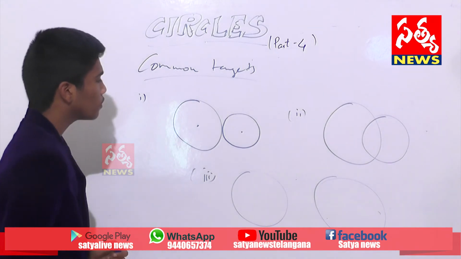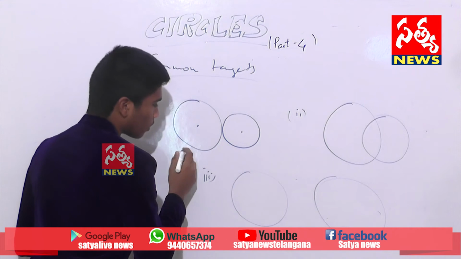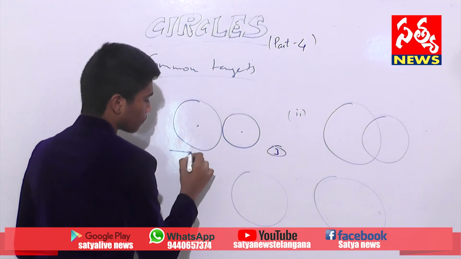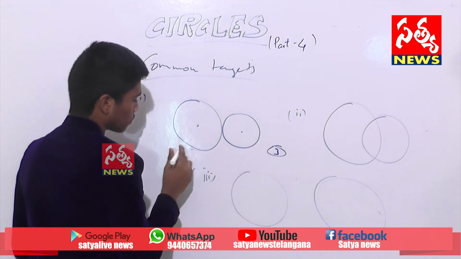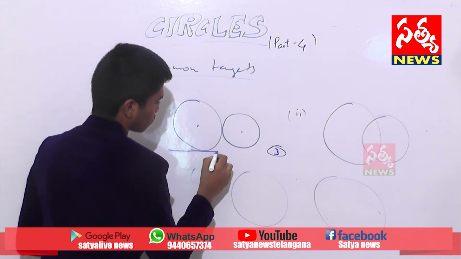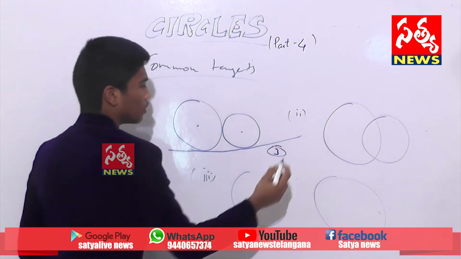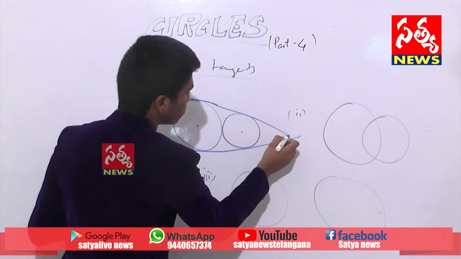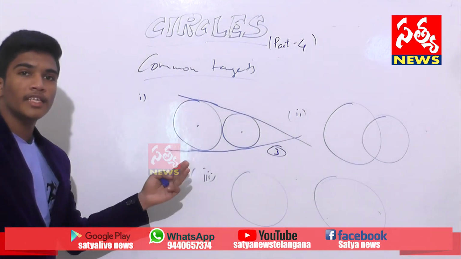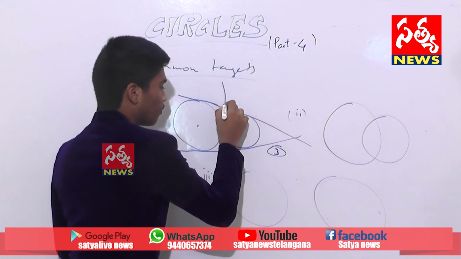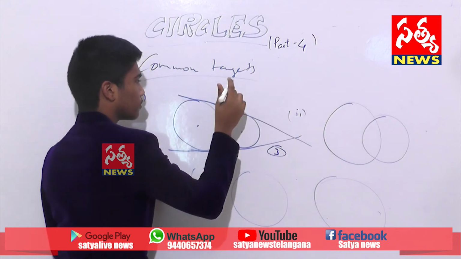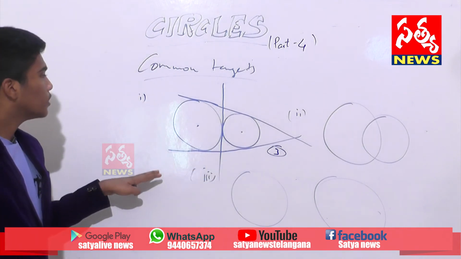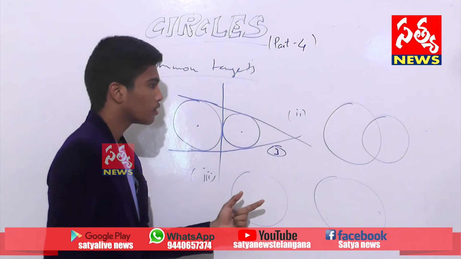For the first condition, if you see here, we can draw 3 tangents. See how. This is one tangent, and similarly at the above, this is one tangent. The third tangent is from the point where these two circles intersect. These are the 3 common tangents for this condition.